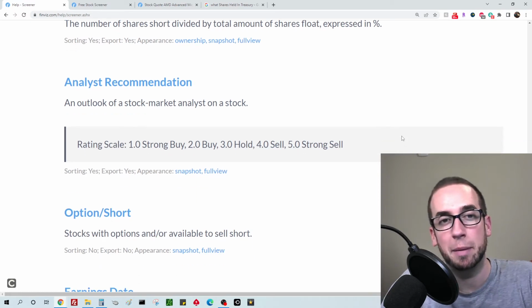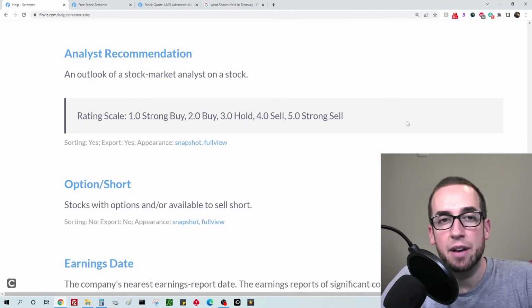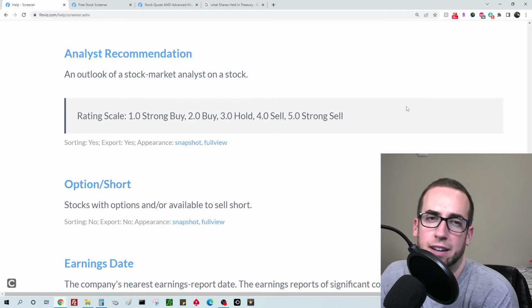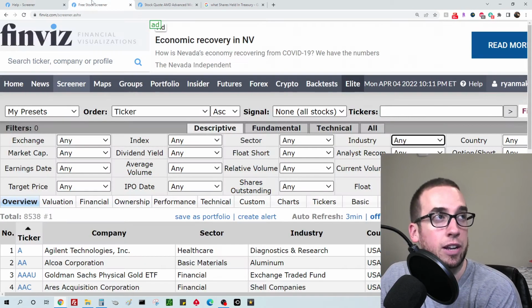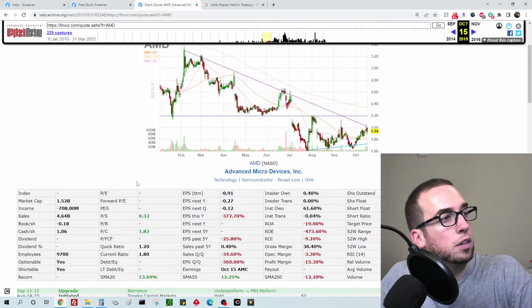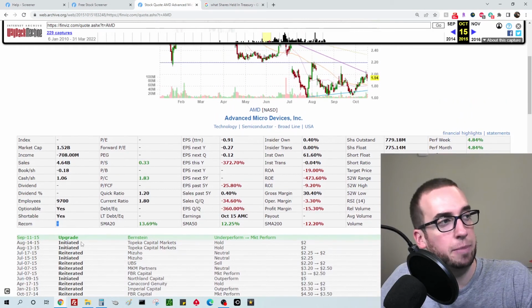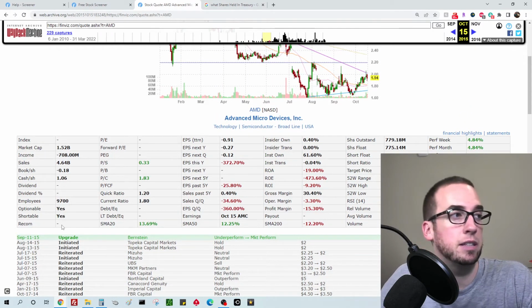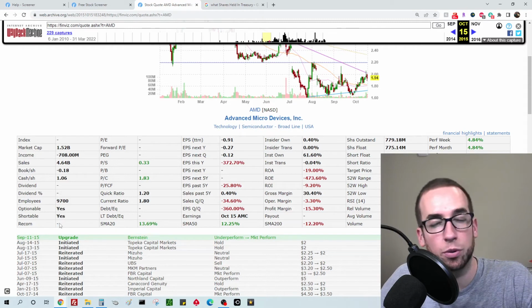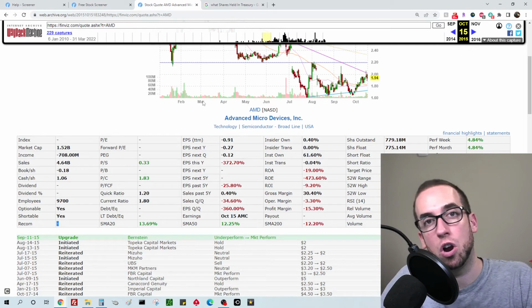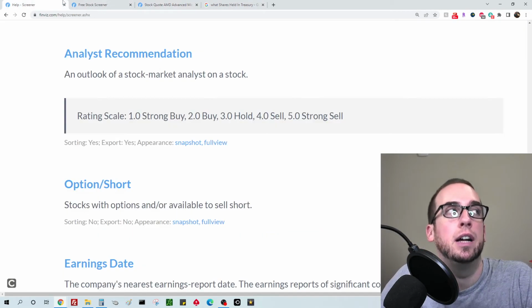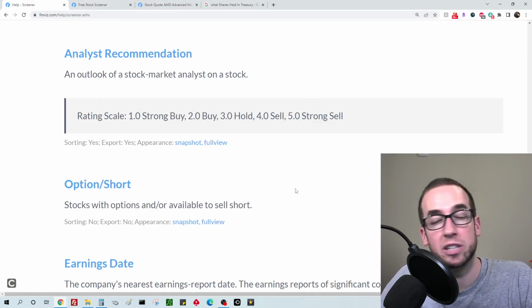That's important. Analyst recommendation, an outlook of a stock market analyst on a stock. You don't want to listen to analysts ever. Do not ever pay attention to recommendation down here. It is very off base all of the time. The lower it is, the better, yes, but don't be upset if you see a 5, 4, 3, 2, or a dash here. Analysts are misunderstood.